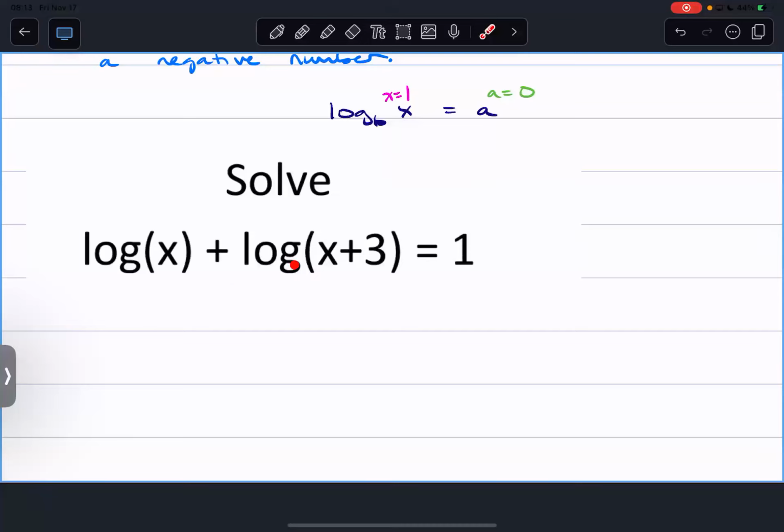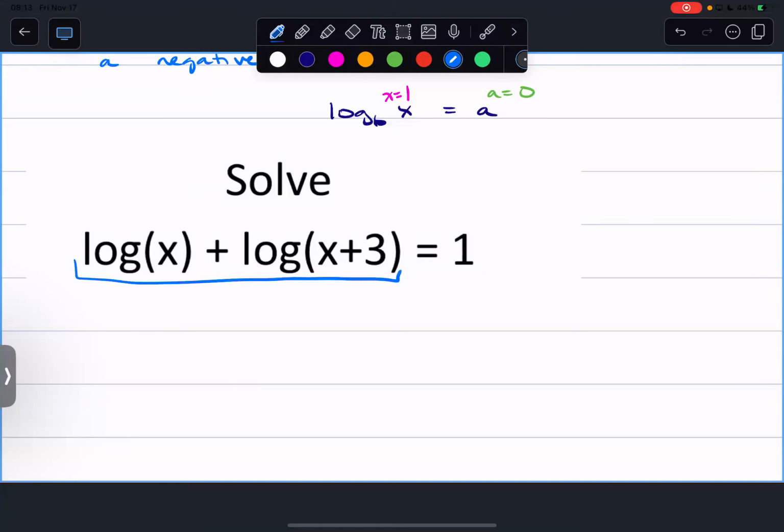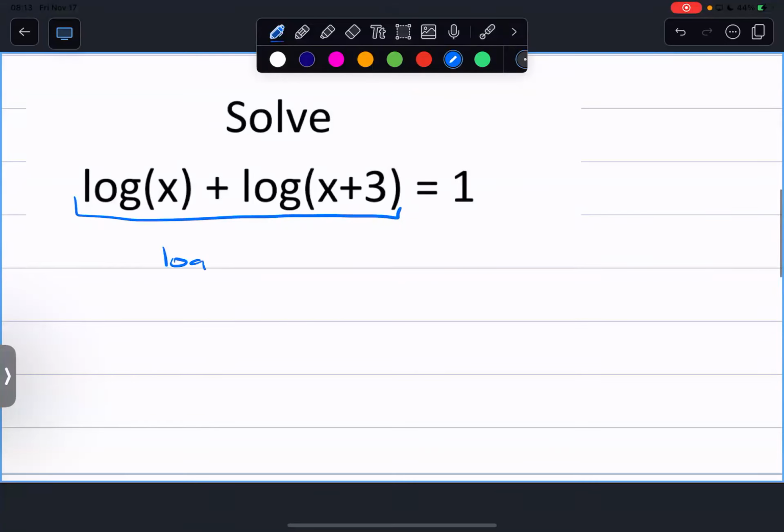One of the things that we could do before we do that, I could take 10 to the power of all of this, but it's kind of messy. So what I'm going to do instead is combine these logs before I go ahead, and then I only have one log to deal with. So here, I'm going to rewrite this as I'm adding the logs. So it's going to be log base 10 of x times x plus 3 is equal to 1.